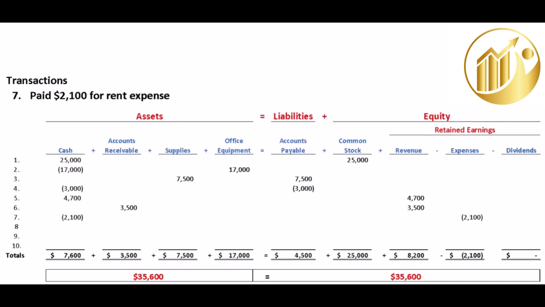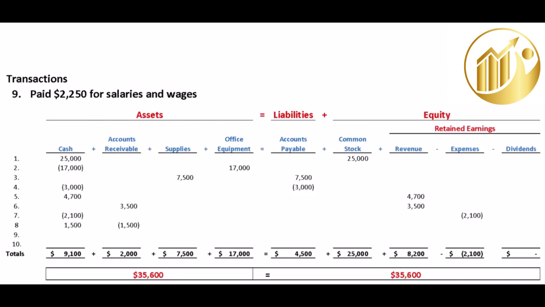The next one, transaction number 8: received 1,500 in cash from a credit client. Cash will go up from the credit client, and it's going to affect two asset accounts, cash and accounts receivable. Cash will go up by 1,500 and accounts receivable will go down by 1,500.